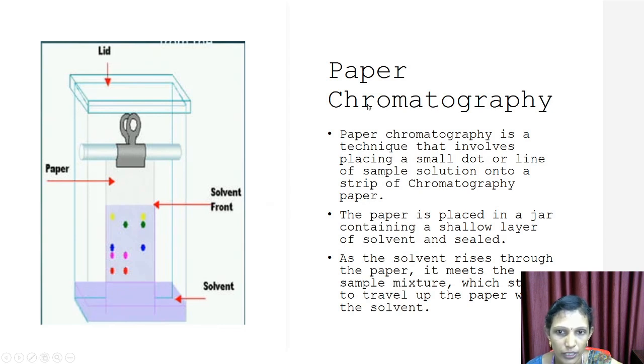In paper chromatography, a strip of paper, that means chromatography paper, is used. A small dot or line of the sample solution is kept at the bottom of the paper, and this paper is kept inside a jar containing the solvent, which is then sealed. After that it is kept undisturbed. As the solvent rises through the paper, it meets the mixture of samples where we spotted, which then starts to travel along with the solvent too.